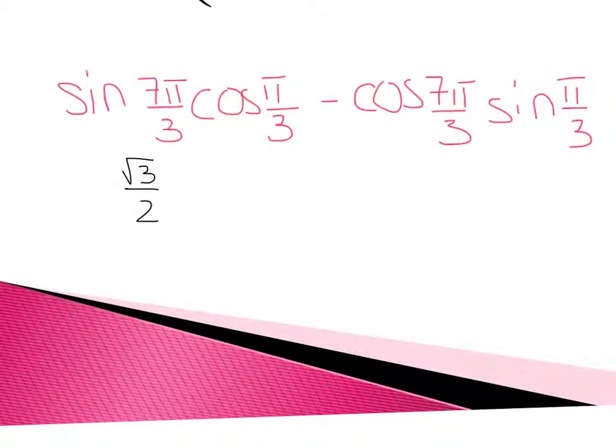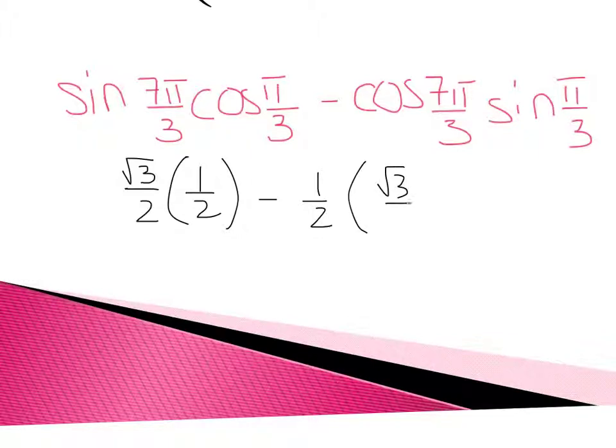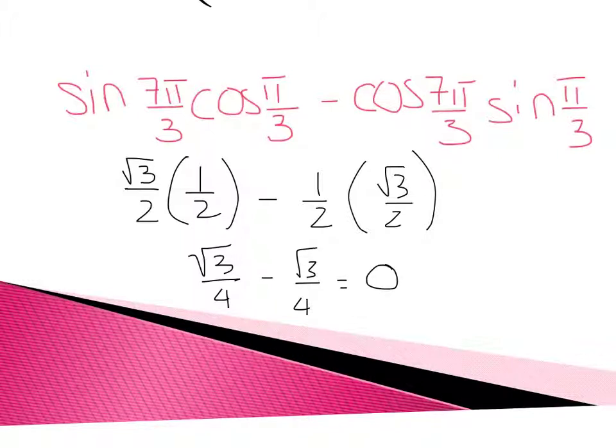And then cosine at pi over 3 is a half, minus cosine at 7 pi over 3, a half. And then sine at pi over 3, that's root 3 over 2. So when I simplify this, I end up with root 3 over 4 minus root 3 over 4. What do I get? 0. So the exact value for that was 0.